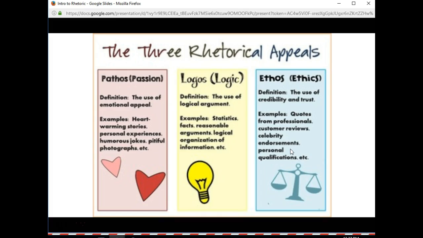Logic: statistics, facts, reasonable arguments. A jury and a lawyer. If a lawyer showed up to court and talked about how sad they were about this defendant, the jury probably wouldn't convict him, right? A lawyer would use logic. Ethos is credibility and trust: quotes from professionals, customer reviews, celebrity endorsements.